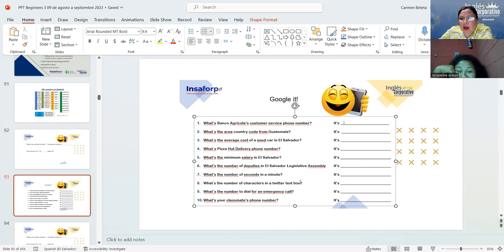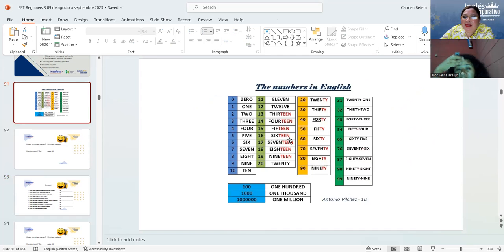¿Y qué dice la pregunta? What is the number of seconds in a minute? ¿Cuál es el número de segundos en un minuto? A ver, repítamela en inglés. What's the number of seconds in a minute? What is the answer? Sesenta. It's 60 seconds. Ah, exactly. That's correct.